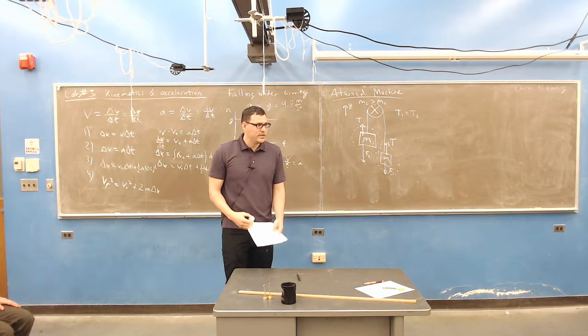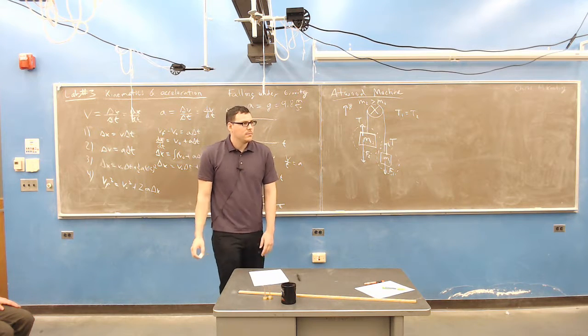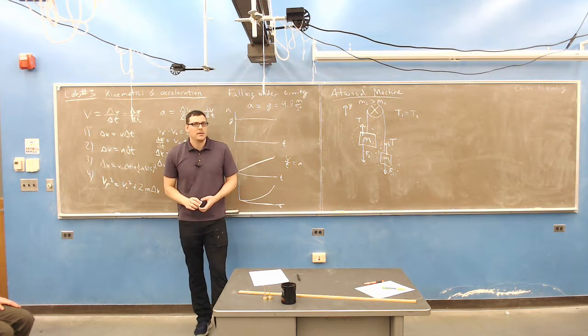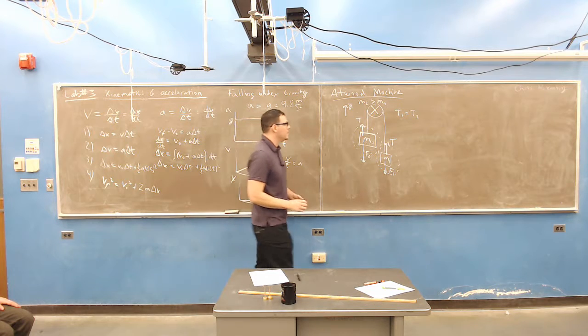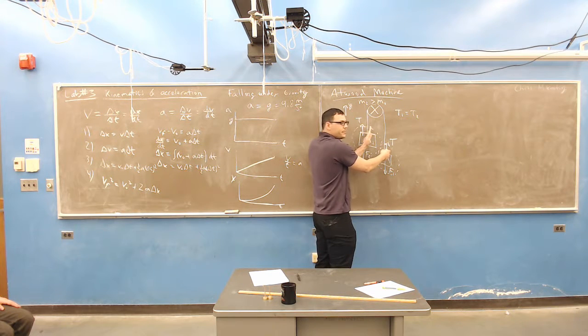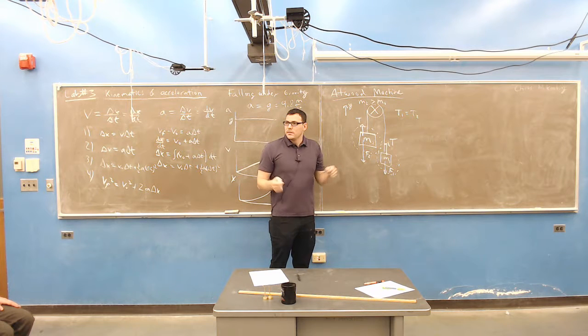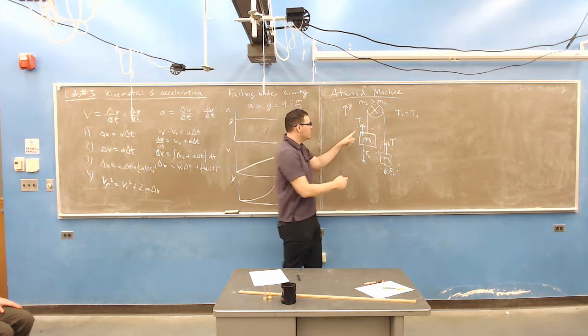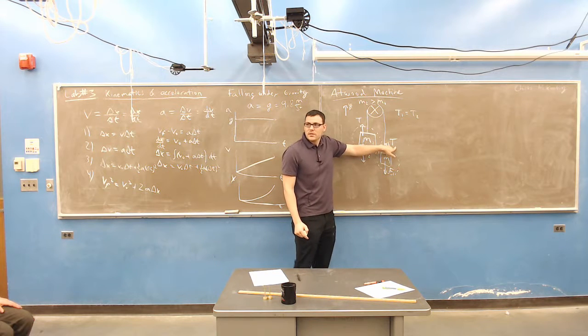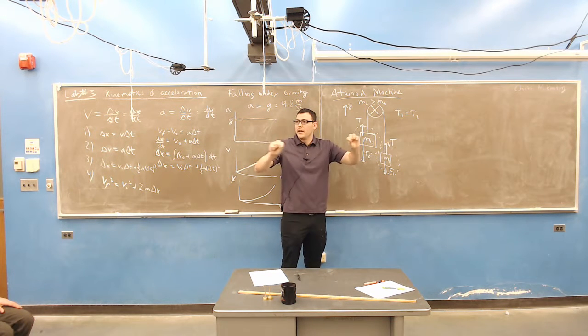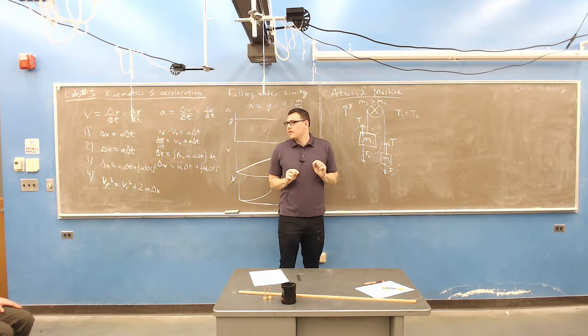Is there any way to make sense of that? The reason I think they're the same is because this is connected by a string, and the string is not stretching. So by Newton's third law, there must be equal and opposite reactions, right? If this force was bigger than this force, then the string would be like a rubber band. It'd be stretching. But strings don't stretch. They stay the same length.